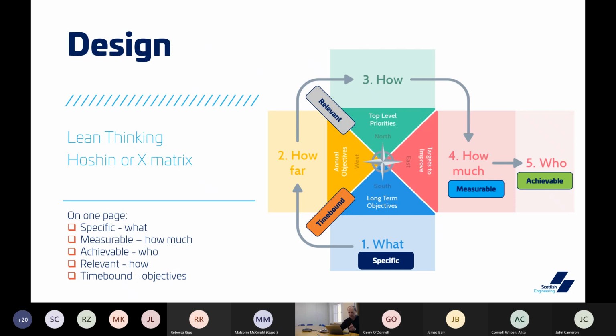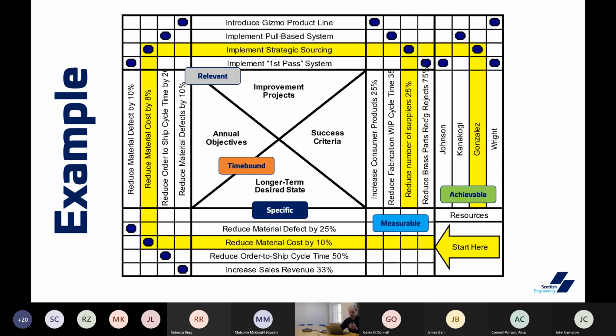And it's all on one page. So how does that look like in real life? So here is a very simple one. Look at the example. So long-term, the specific is reduce material cost by 10%. To get there this year, you're going to reduce it by 8%. That's your year. So your long-term is 10%, but this year is 8%.